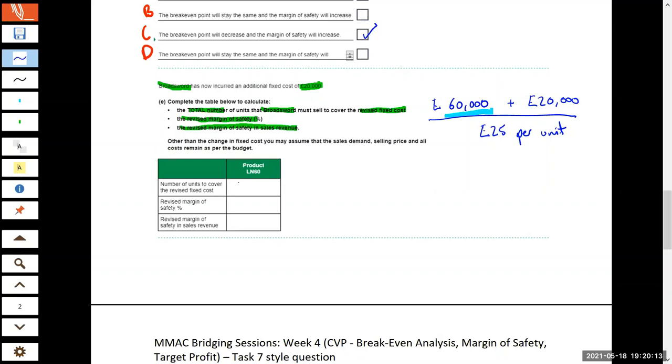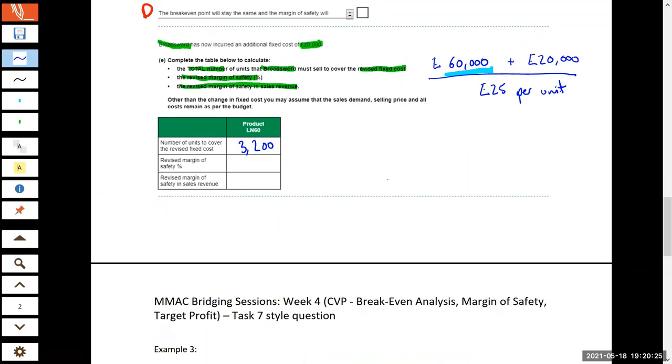Brilliant, 3,200. And that's fantastic, because spilling my water earlier, I really smudged that. So it's nice to get a few different people in, Michaela, and Margot, thank you very much. Okay, so without me giving you any information here, what is the revised margin of safety?